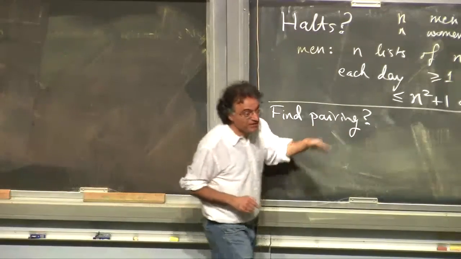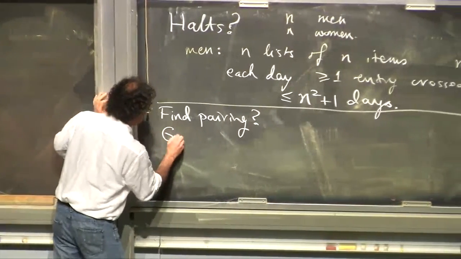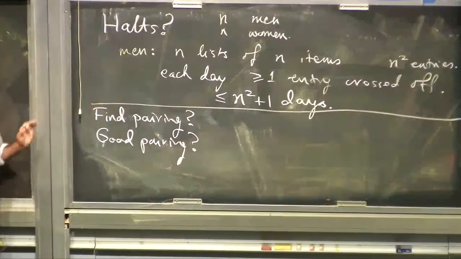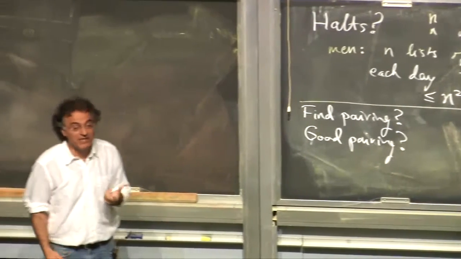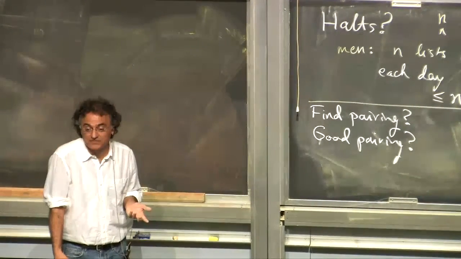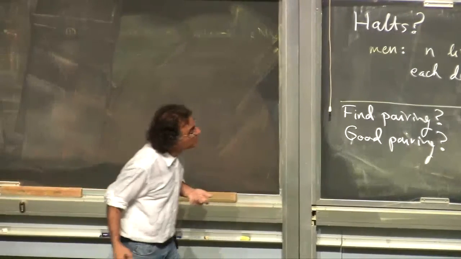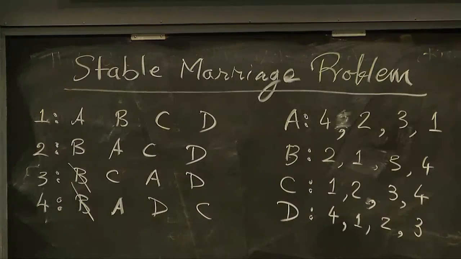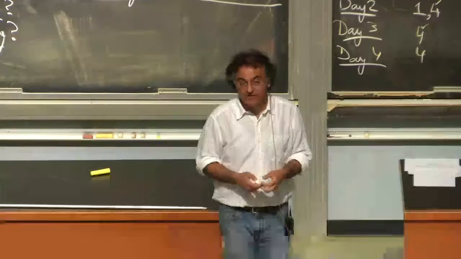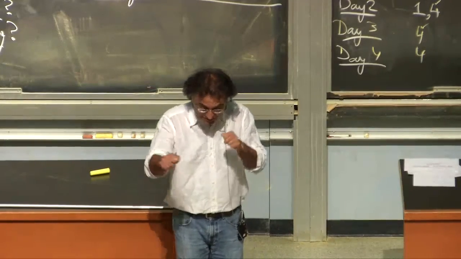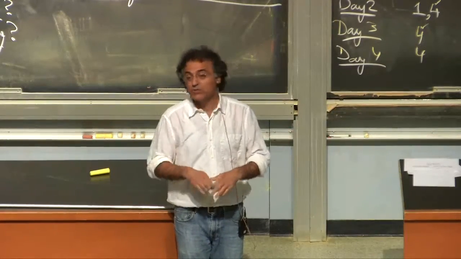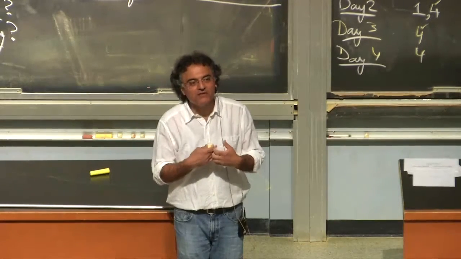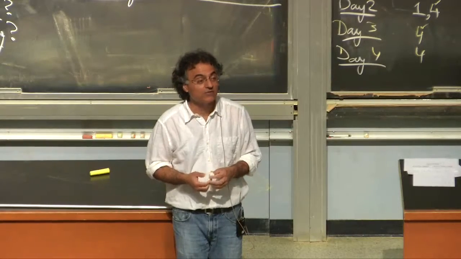But given that it finds a pairing, is it good? And the answer here depends upon what we mean by good. What are we trying to achieve? We could be trying to make sure that as many people get their first choice as possible, or as few people get their last choice as possible. Or we give points for first versus second versus third, and we make sure that the total score of this pairing is as high as possible. There are many different objectives we could be trying to optimize.